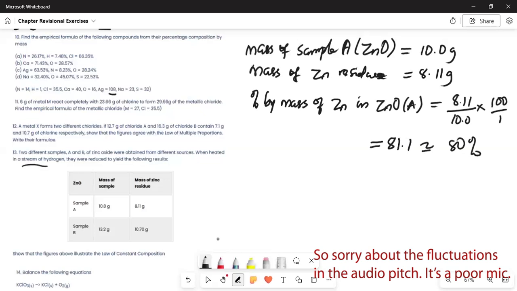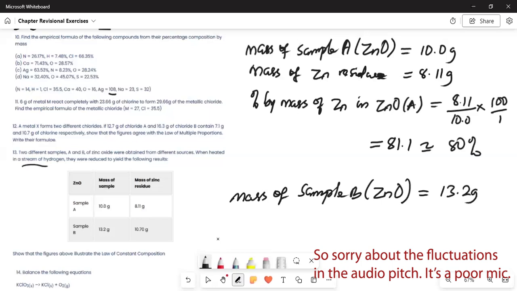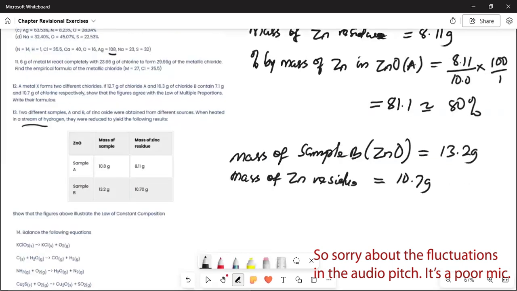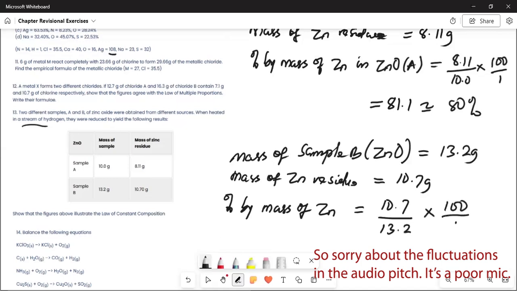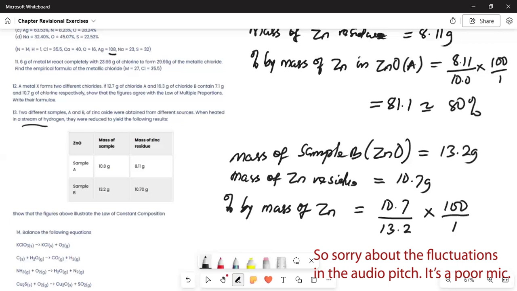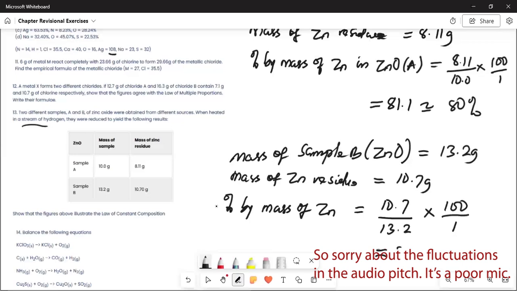Then we do the same thing for sample B. The mass of sample B, which is also zinc oxide, is 13.2 gram. After reducing it, the mass of zinc residue is 10.7 gram. The percentage by mass of zinc in this zinc oxide is equal to the mass of the zinc residue, which is 10.7, divided by the mass of the oxide, which is 13.2, then times 100. 10.7 divided by 13.2, then multiplied by 100, gives us exactly the same thing, 81.1. 81.1 to the nearest 10 is also 80%.